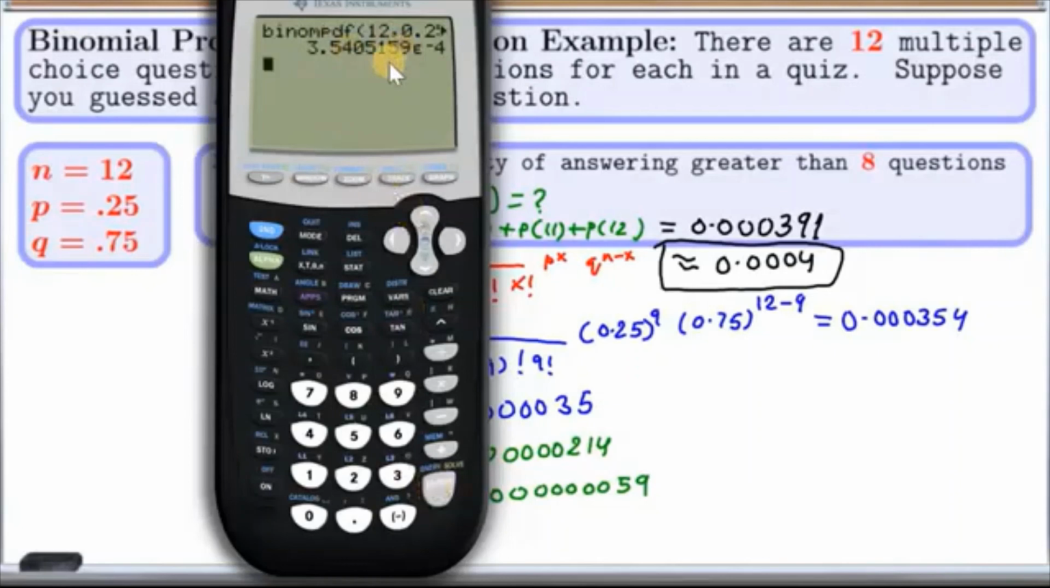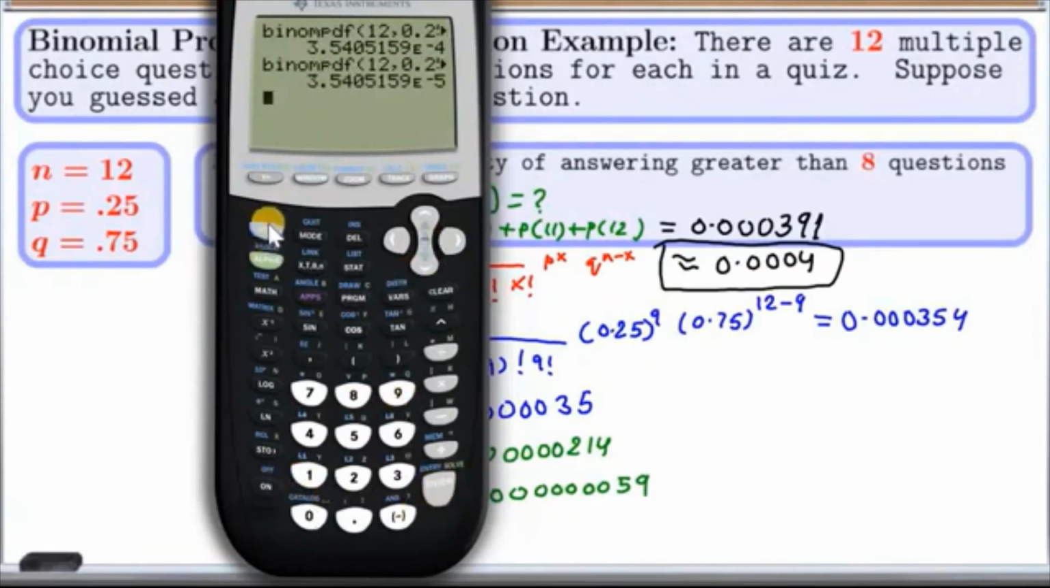Now let's find probability of 10. So go to second distribution, go all the way down where you see Binomial PDF. Our trials and p-value will remain the same. The only thing that we need to change is x. Since we are trying to find probability of 10, our x value will be 10. Then hit enter, enter again.